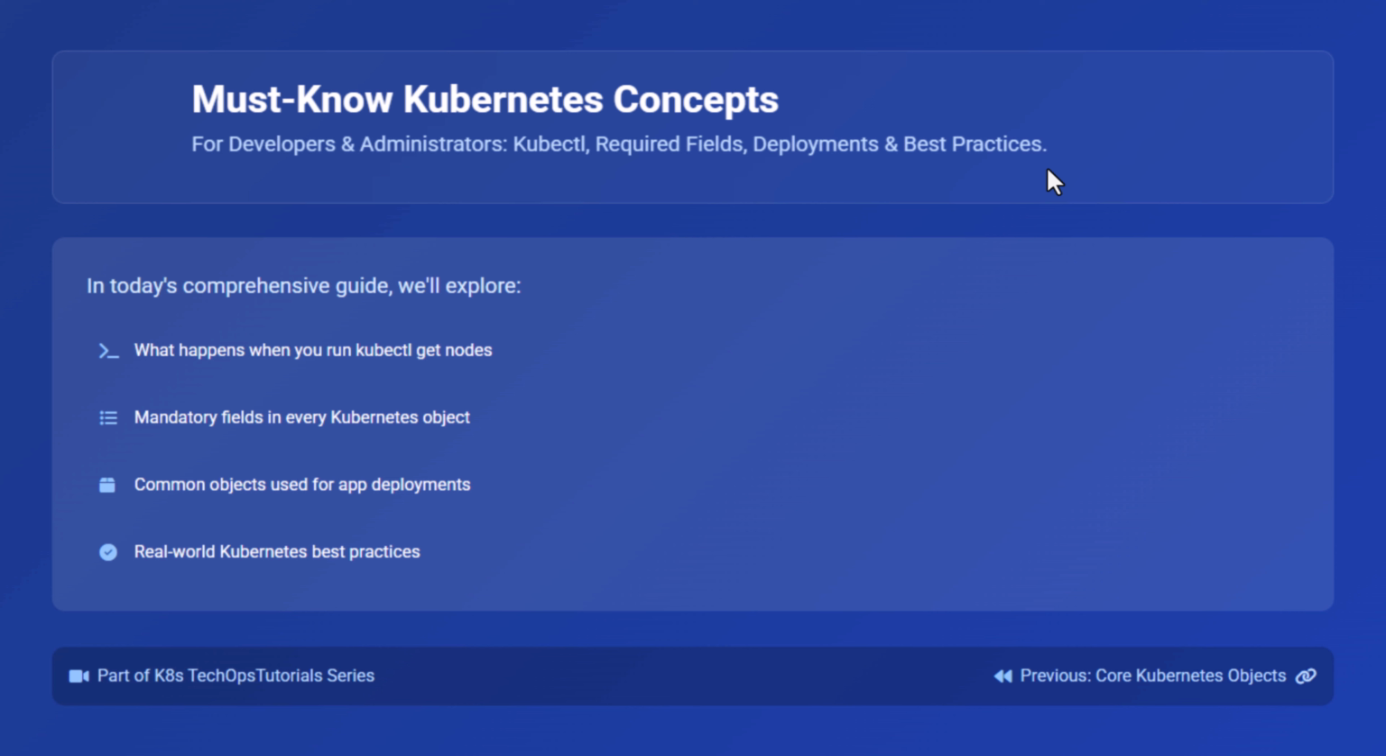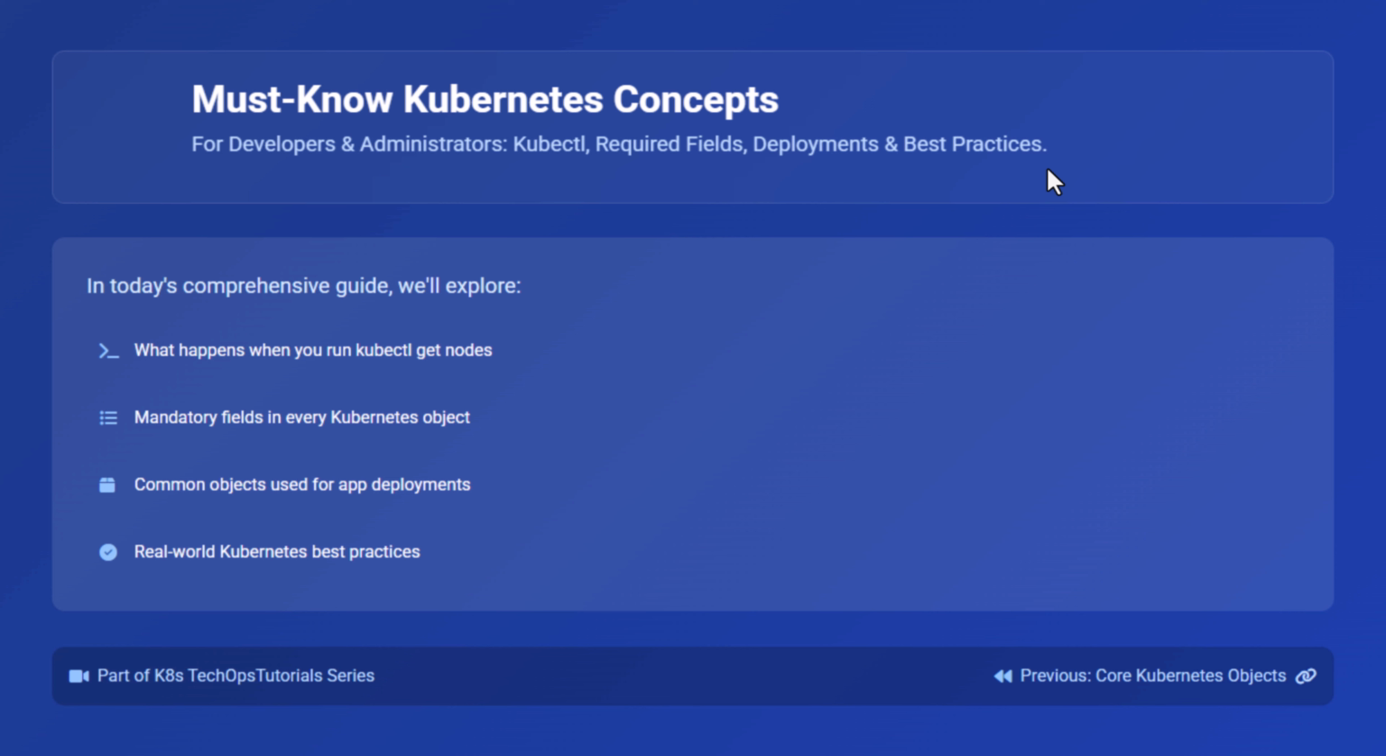In this video, we are diving deeper into some must-know concepts that will make your Kubernetes journey smoother, especially if you are a system administrator or a developer working in a cloud-native environment. Here is what we will cover: what happens when you run kubectl get nodes, mandatory fields in every Kubernetes object, common objects used for application development, and some real-world Kubernetes best practices.